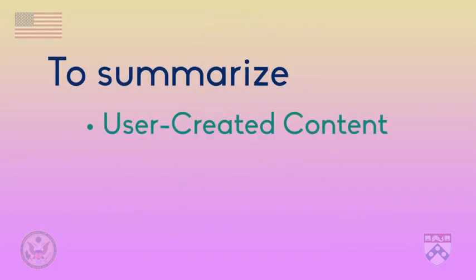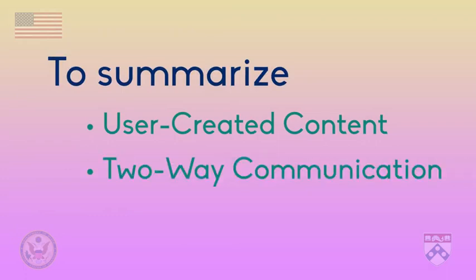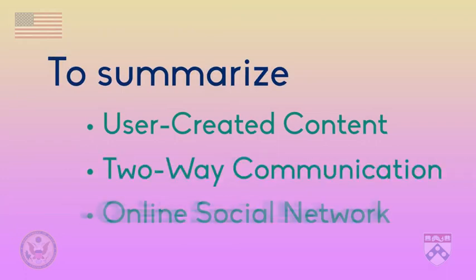So, to summarize, social media is the websites and online applications that allow users to create content and share messages with each other. Social media is different from traditional media in its important characteristics, which are user-created content, two-way communication, and an online social network. Next, we'll play a game about traditional and social media.